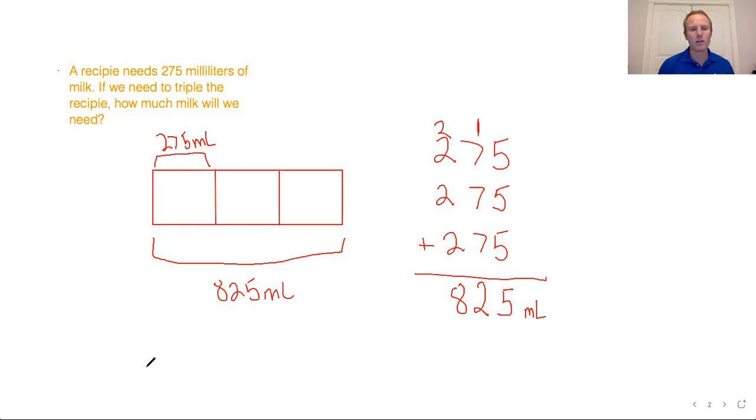And again, we could write a sentence that says something like, we need 825 milliliters of milk. That's a very basic sentence, but again, it does meet the requirements for having one. All right, let's go on to the last problem we have here for our examples.